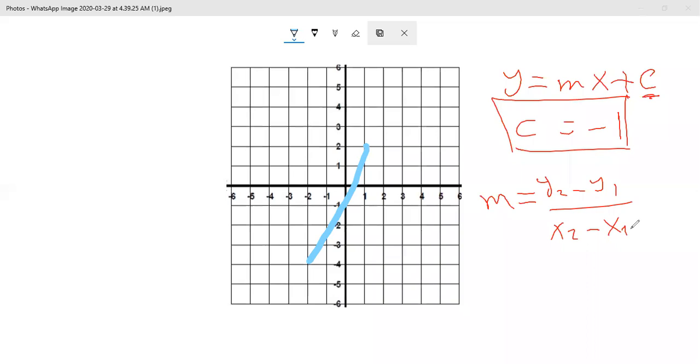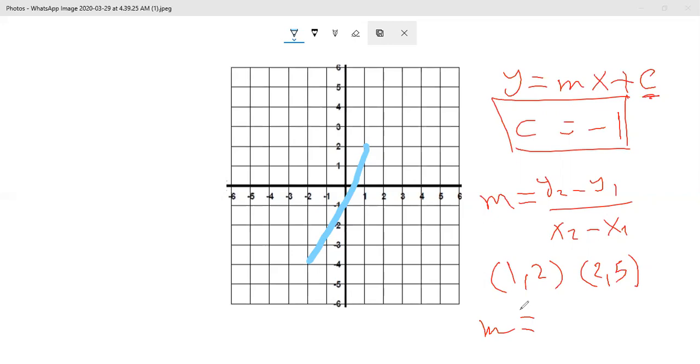I will choose the points 1 and 2, and 2 and 5. Yes, 1 and 2 is true. This one. And 2 and 5 is also true. Mister, can I choose any number to be my points? Yes, any 2 points which are on this straight line. Understood? Okay. Yes, so thank you.